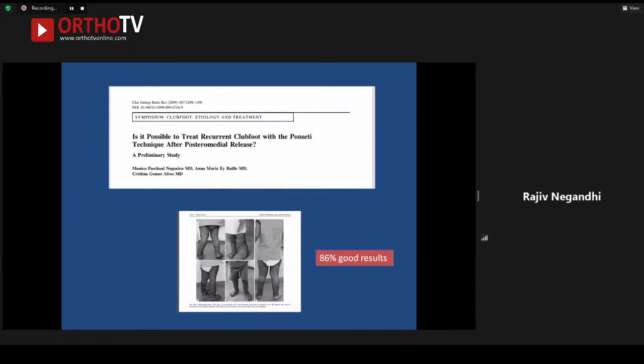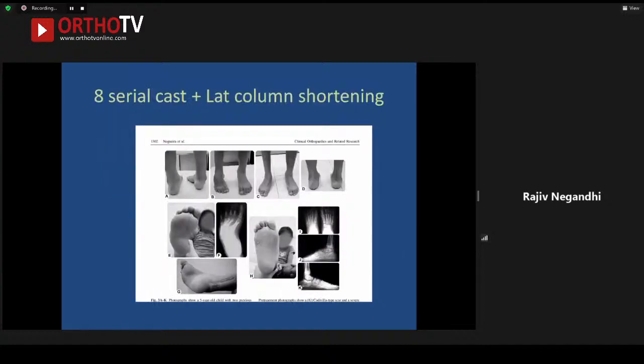So the next question we asked is, is it possible to treat recurrent clubfoot with the Ponseti technique after the child has been operated? This paper shows that you can still do it, and they have manipulated the clubfoot again, and this paper quotes around 86% good result after Ponseti treatment in an operated clubfoot. Another example where this child was treated with 8 serial casts and a lateral column shortening procedure to achieve a good plantigrade clubfoot.